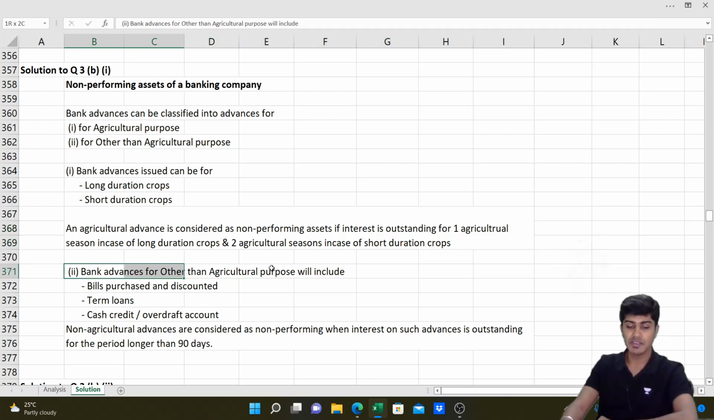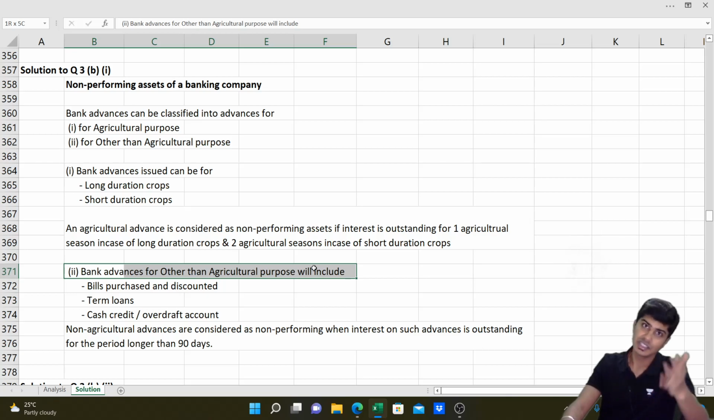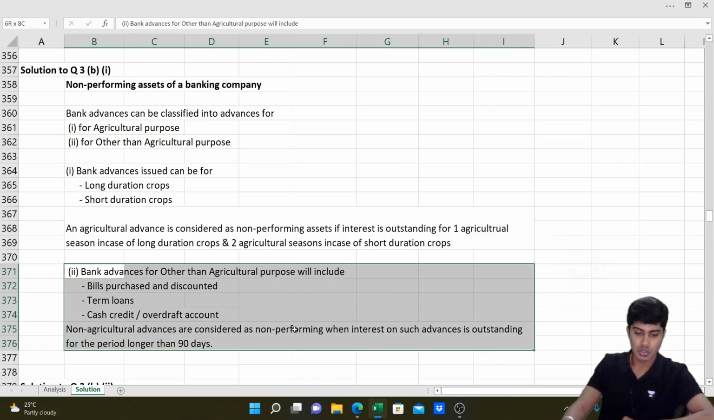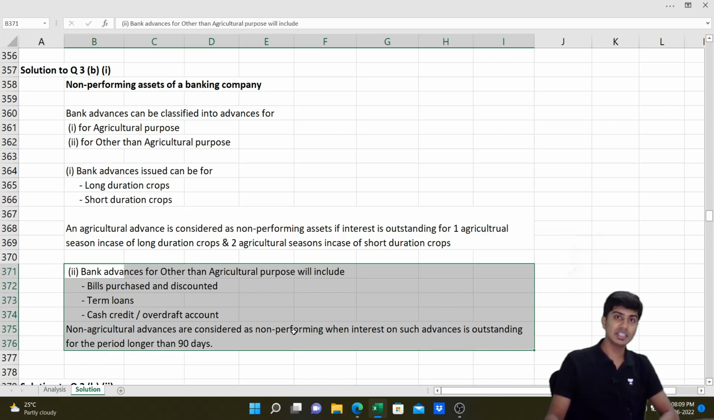What if it is a bank advance other than agricultural produce? You see if the interest is received. If the interest is received, performing. If the interest is not received and outstanding but up to 90 days, still performing. But if the interest is outstanding for a period longer than 90 days, then it is non-performing. Have a look. Up to 90 days, fine. Beyond 90 days, it becomes non-performing. So this is the answer that you are expected to write for 5 marks.